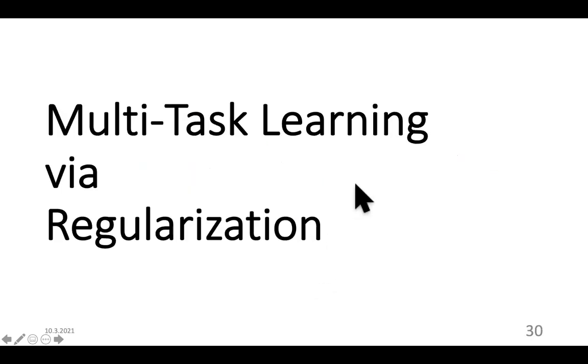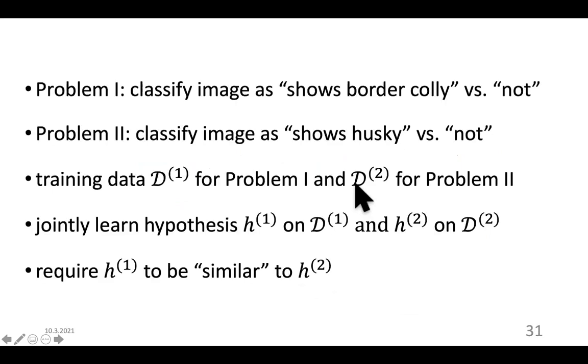Okay, another special case of regularization is called multitask learning. Consider again the problem of learning a classifier, or a hypothesis, that classifies an image as showing a border collie or showing no border collie. And we might have another problem. Somebody else might have another favorite dog breed, which is husky. So these are again two different problems. Problem one is detect border collies. Problem two is detect huskies. However, those two are somewhat similar because both first need to check if an image shows a dog at all, and then distinguish between different breeds of dogs.